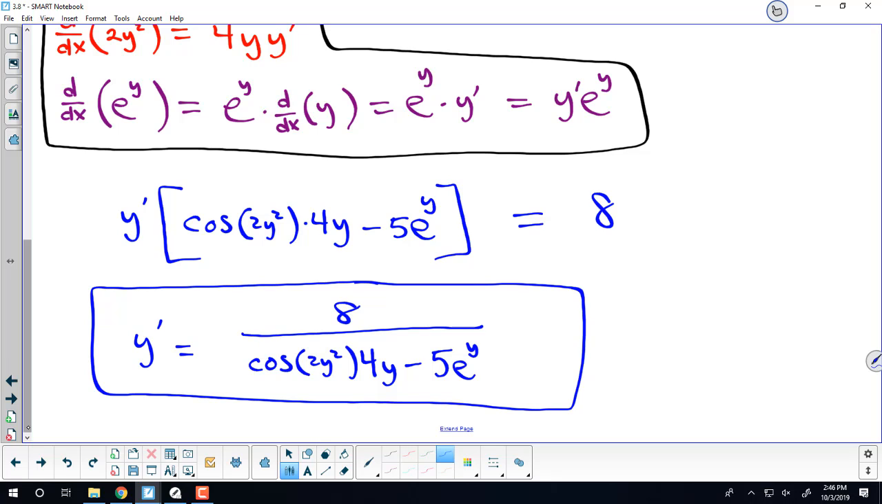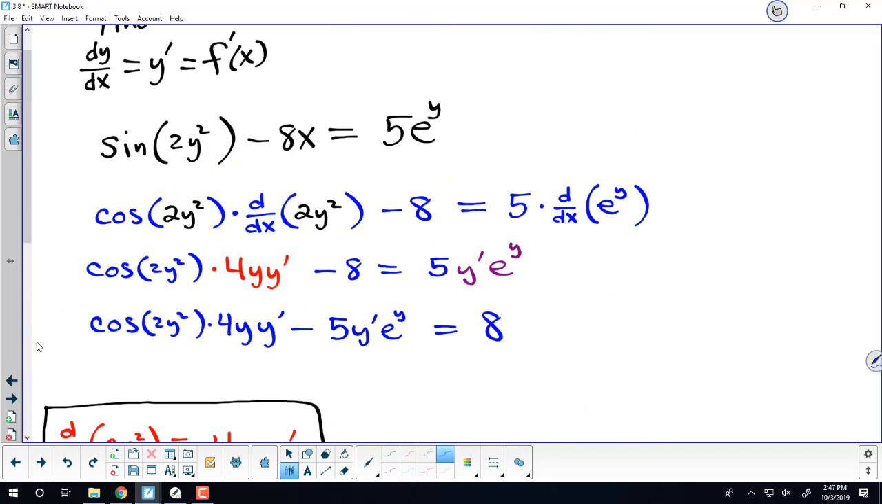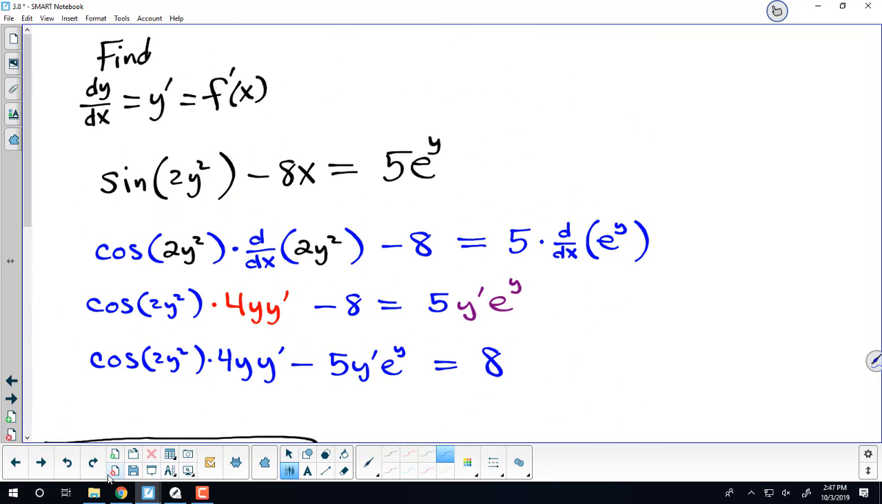Anyone have any questions on that example? All right then, well, that's 3.8.